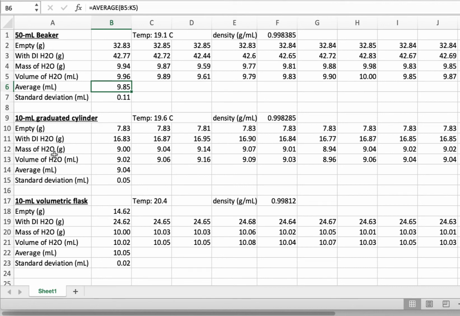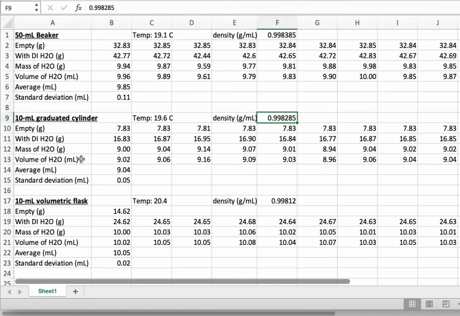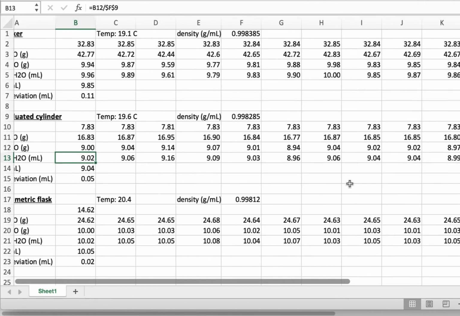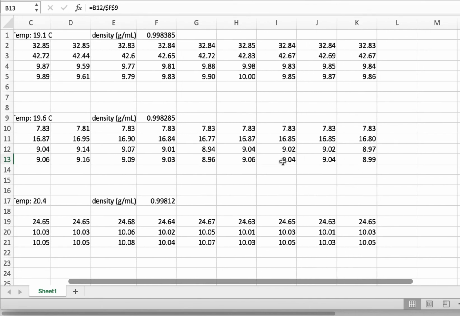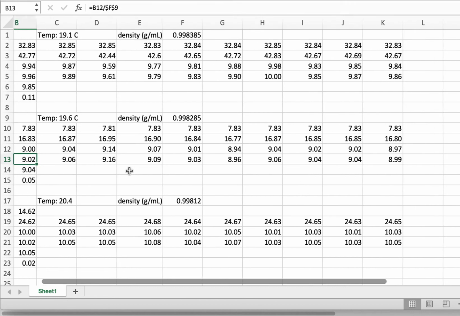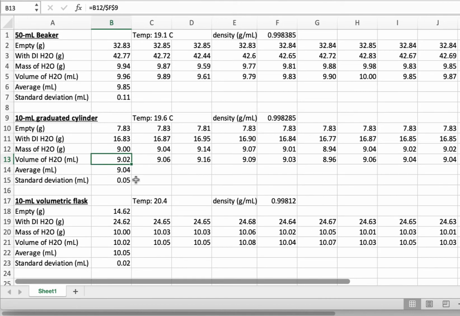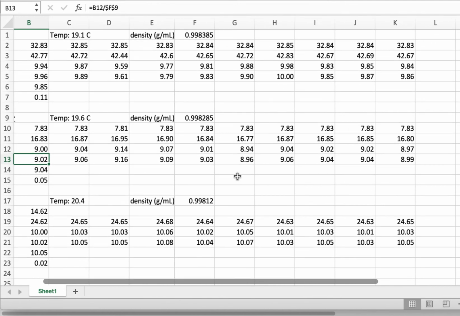Now, with the graduated cylinder, I did the same exact thing. I had a slightly different temperature, so I had a slightly different density. And when I calculated the volumes of the water, you can see they were quite a bit lower. I was much closer to about 9 milliliters in the volume of the water for this graduated cylinder. But you'll also notice there's a lot less scatter, that all of my numbers are much more closely clustered toward each other.